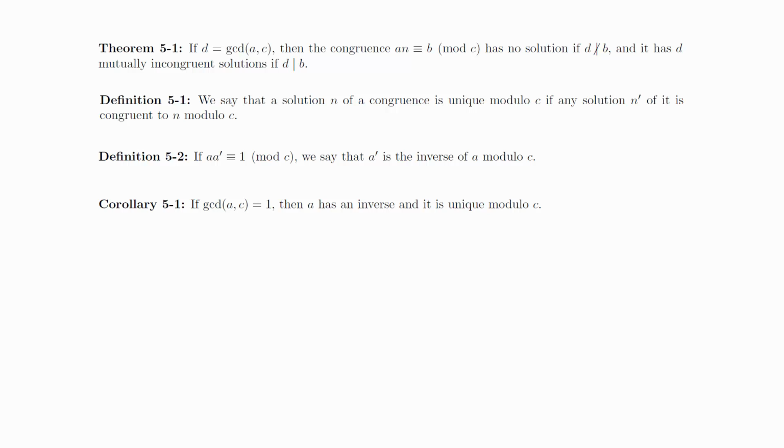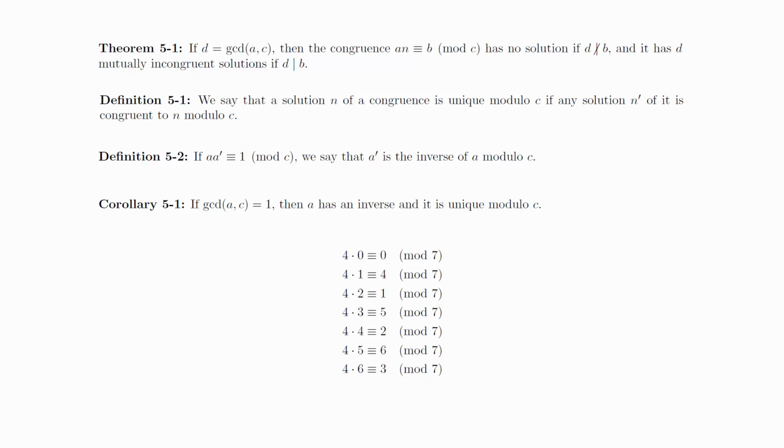Corollary: if the GCD of a and c is 1, then a has an inverse and it is unique modulo c. To prove this, we simply note that the GCD of a and c is 1, and so we can apply theorem 5-1 to see that a times n is congruent to 1 modulo c must have a unique solution modulo c. For example, 2 is the inverse of 4 modulo 7 because 4 times 2 is congruent to 1 mod 7. And if you try any other value modulo 7 and multiply it by 4, you will not get 1.